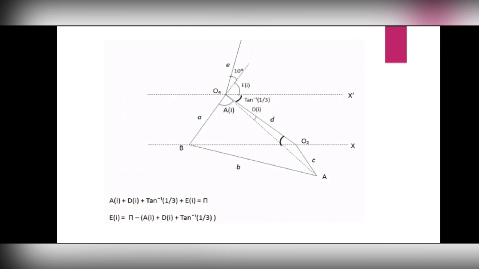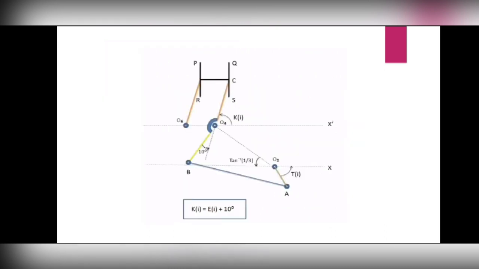You can find the angle E of I by using the equation E of I equals pi minus A of I plus D of I plus tan inverse of 1 by 3. As we found the angle E of I, we know that angle K of I equals E of I plus 10 degrees. We also found the K of I, and by using angle K of I, you can also find the P, Q, R, S, C coordinates respectively.